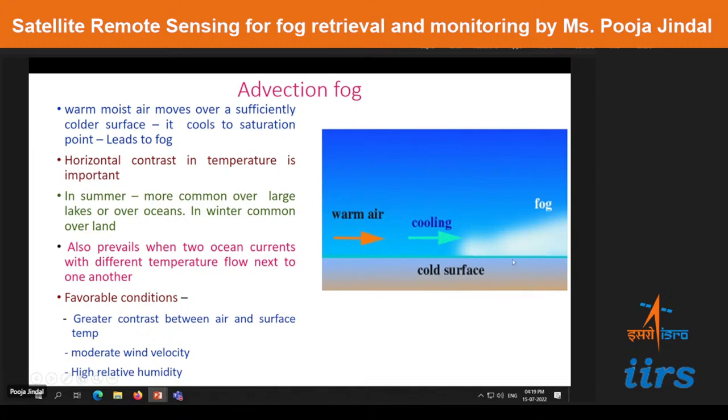If the cooling is sufficient that it reaches the dew point temperature, that is, the air is saturated, then condensation will take place. Advection fog is also one type of fog which is there over the Indo-Gangetic plain. In the case of the advection fog, horizontal contrast in the temperature is very important. There must be some temperature contrast in the horizontal direction.